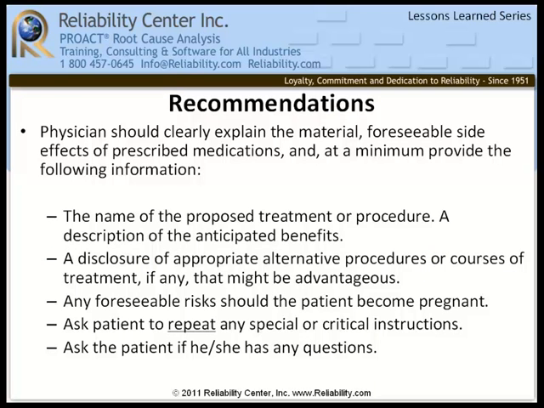Recommendations. Physicians should clearly explain the material, foreseeable side effects of prescribed medications and at a minimum provide the following information: the name of the proposed treatment or procedure, a description of the anticipated benefits, a disclosure of appropriate alternative procedures or courses of treatment, if any, that might be advantageous, any foreseeable risks should the patient become pregnant. They should ask the patient to repeat any special or critical instructions so that we have a clear understanding that they understood the message that we communicated to them. And we want to ask the patient if he or she has any questions.